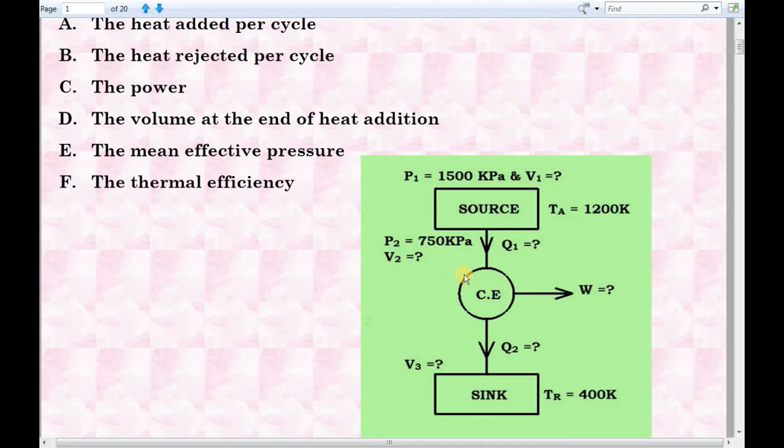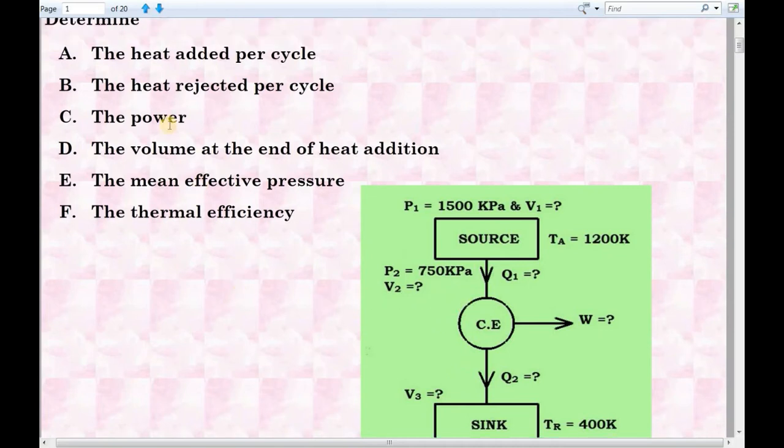Okay. So in this question, we have to find the values of heat added per cycle. That is, heat added to the air in the source. Second, heat rejected per cycle. That is, amount of heat rejected by the hot air to the sink. Third, the power of the Carnot engine. Fourth, volume of the air at the end of heat addition. That is V2. Fifth, the mean effective pressure of the Carnot engine. Sixth, the thermal efficiency of the Carnot engine.